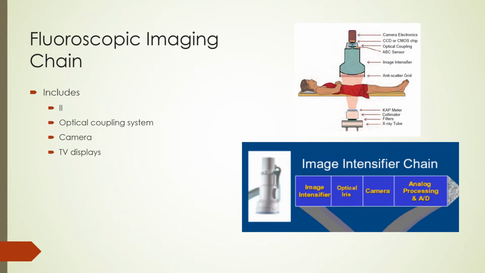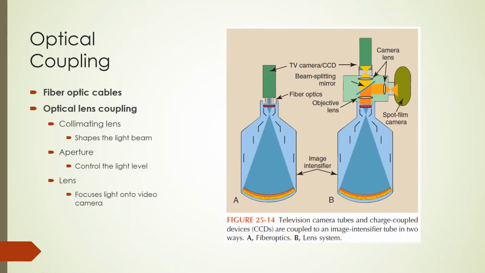The imaging chain consists of the image intensifier, the optical coupling system, the video camera, analog processing, and TV displays. We shall look at the optical coupling system first. The function of this system is to couple the light image from the output of the image intensifier to the video cameras and to set the proper light level for the camera, which effectively sets the noise level appropriate for the imaging task. The coupling system is often made up of fiber optic cables or an optical coupling system.